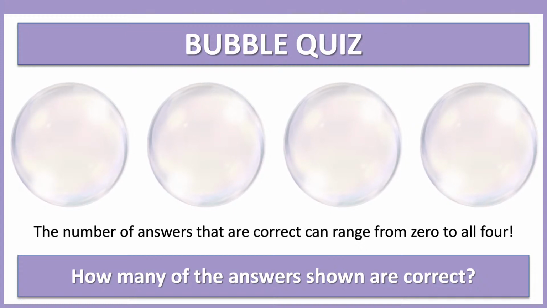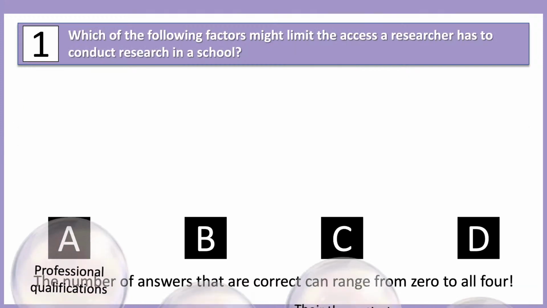Okay, so on the bubble quiz, there are between 0 and 4 correct answers. In this one, we're going to focus on in-school factors, and so the questions are going to concern some of the research considerations you may have when investigating in-school factors. So, if we can see our first question, please.